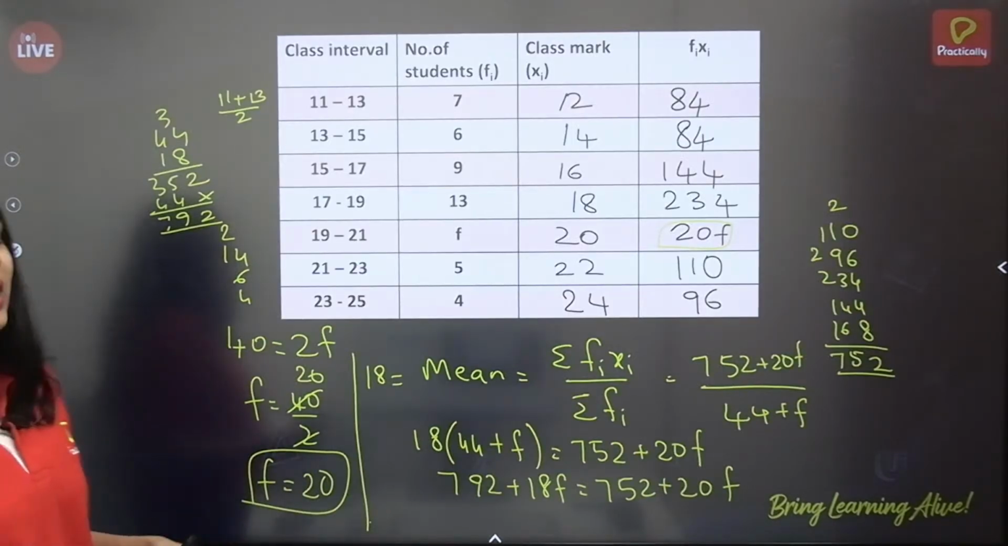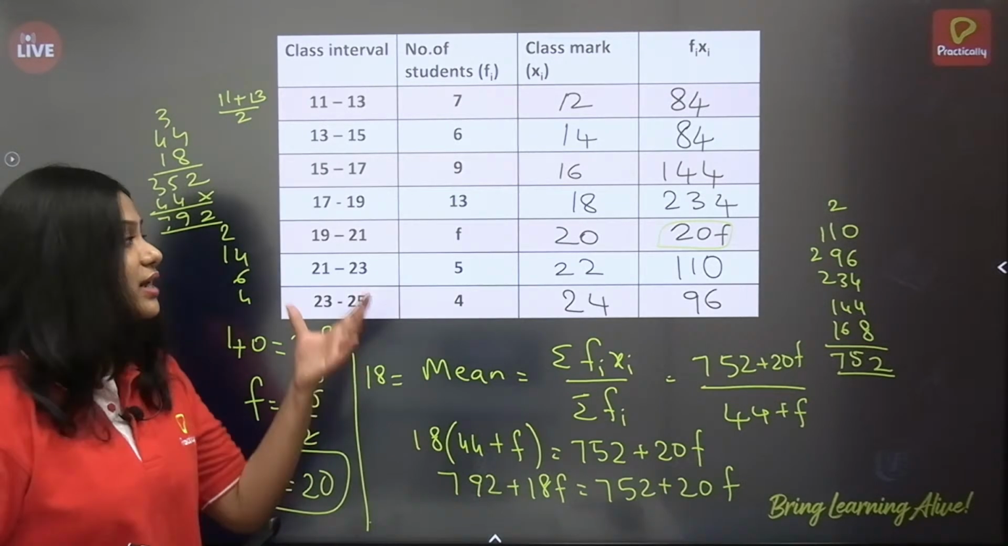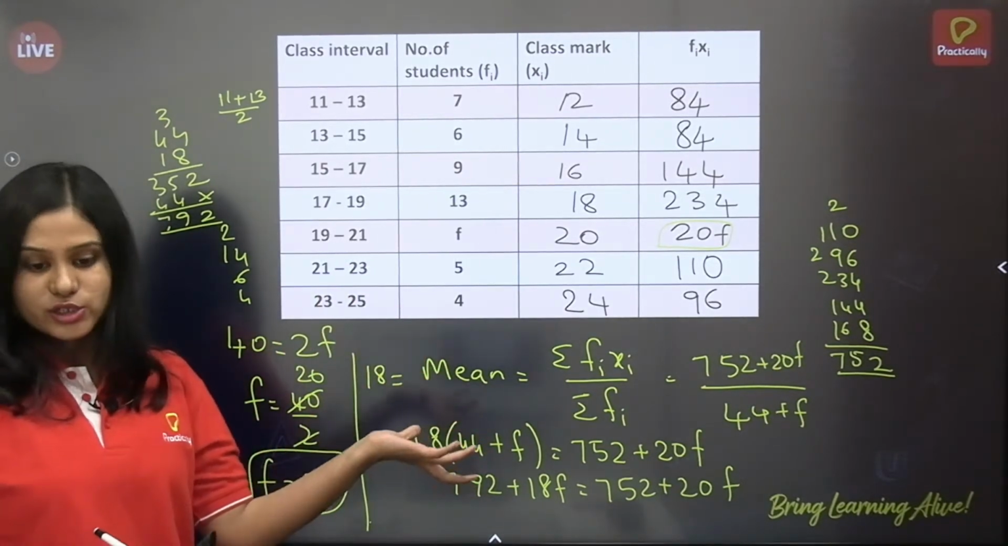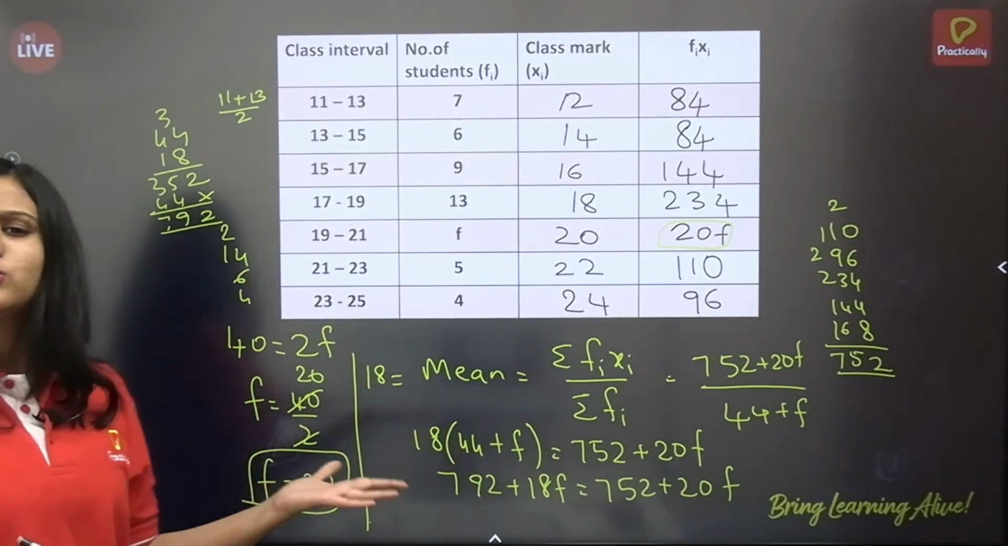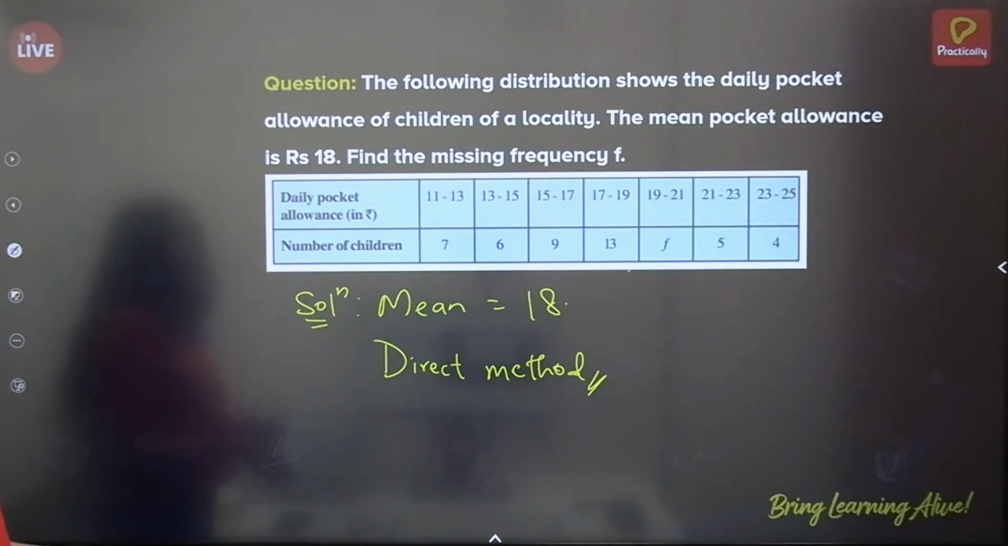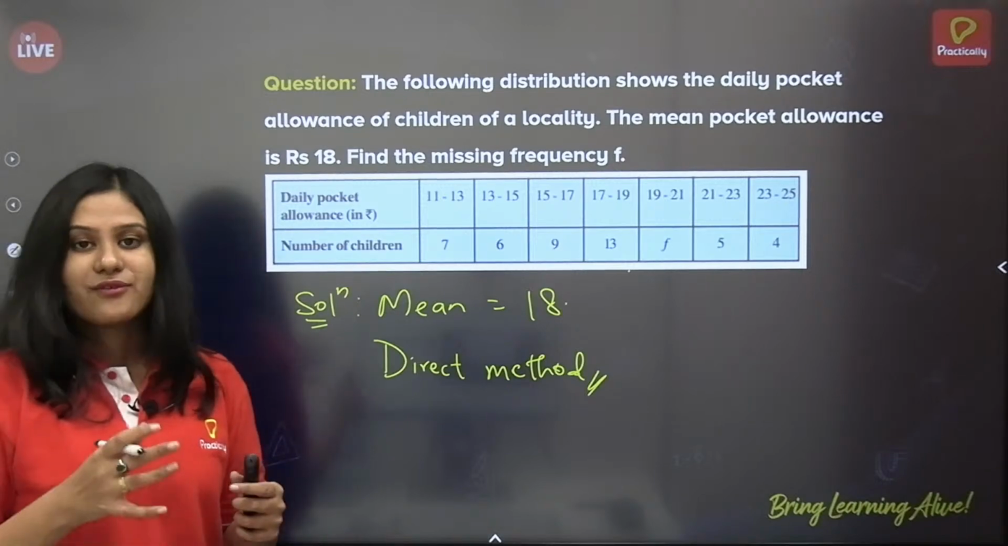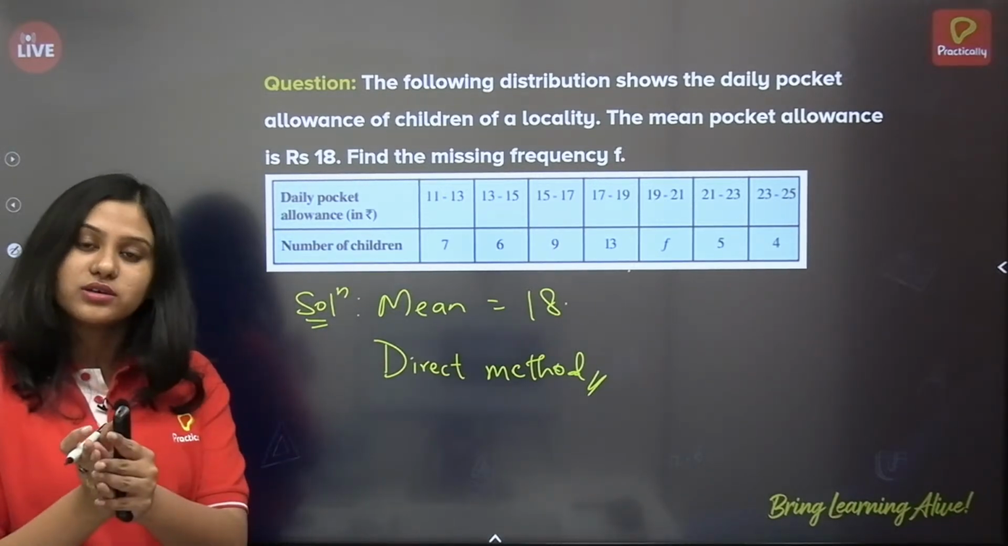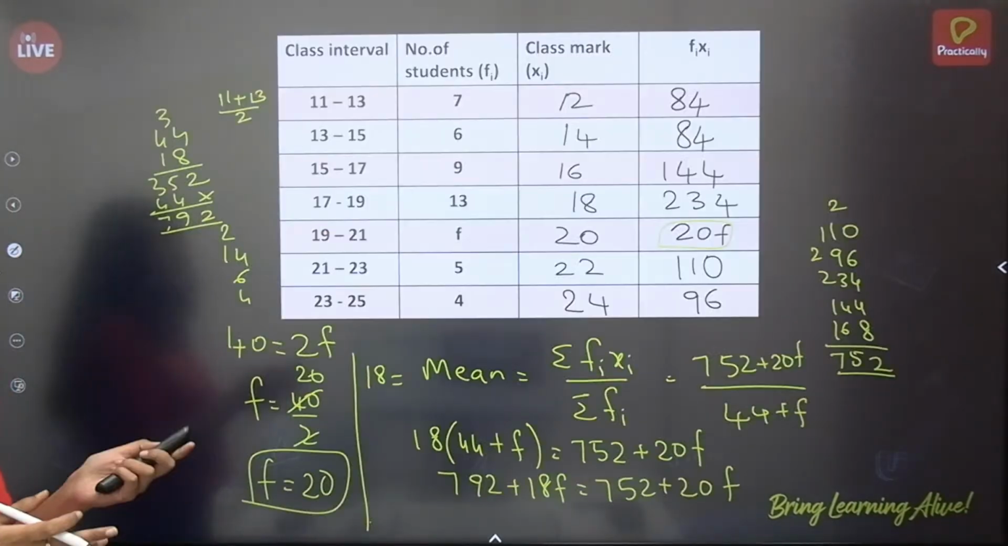So now you have understood, right? Why did I prefer the direct method and not the assume mean method? If you want to, you can also do it in that method and check the answer. Alright. So the topic of mean is done. We have finished mean by two methods, direct and assume mean. What is the next topic?